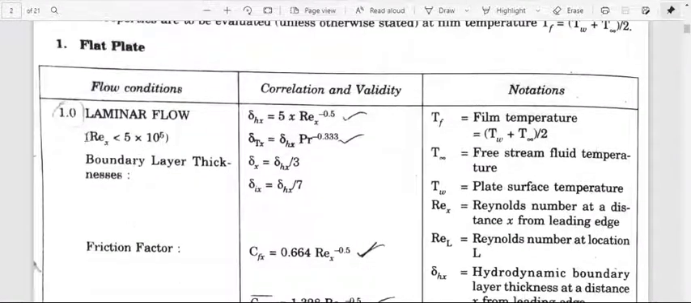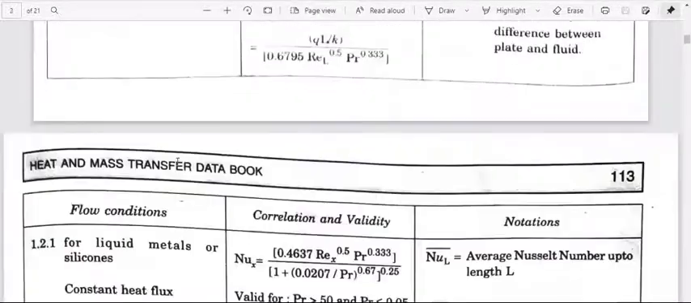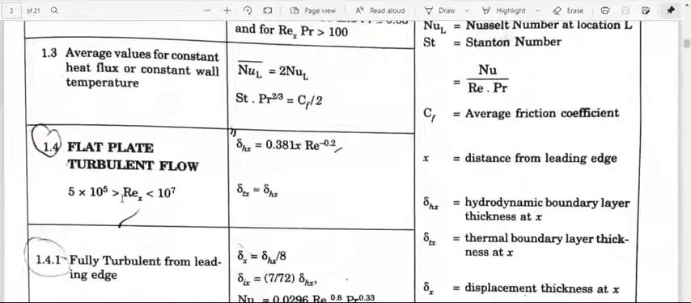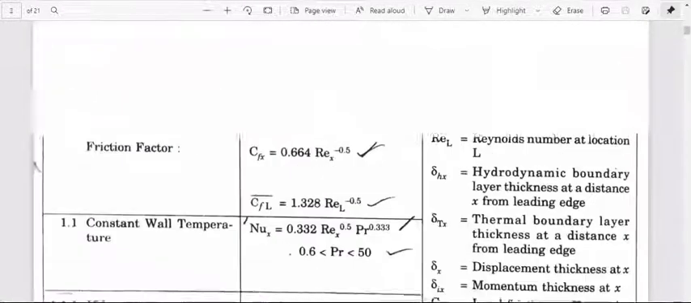So here in laminar flow, Reynolds number is less than 5 into 10 power 5. And in case the Reynolds number is greater than 5 into 10 power 5, we can consider turbulent flow.